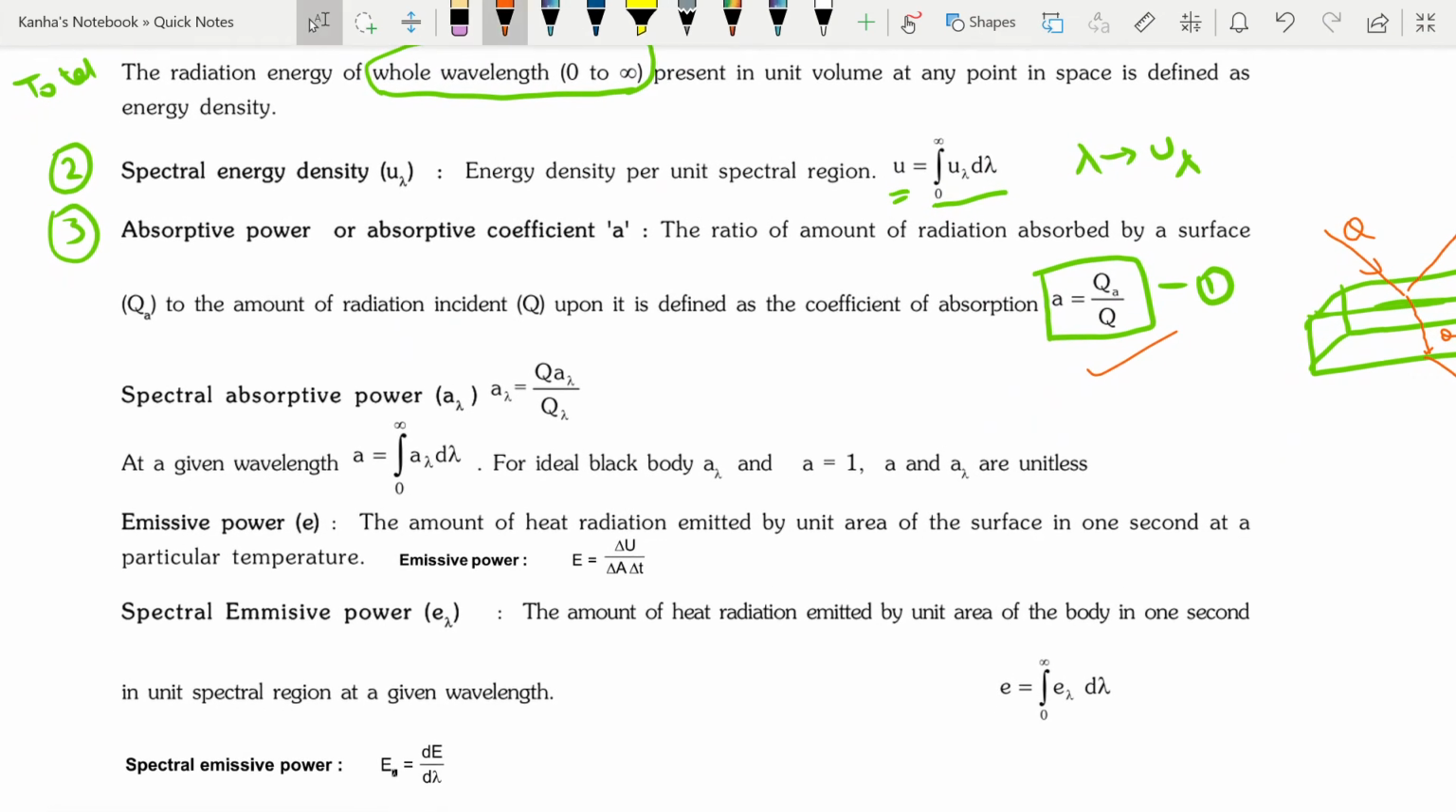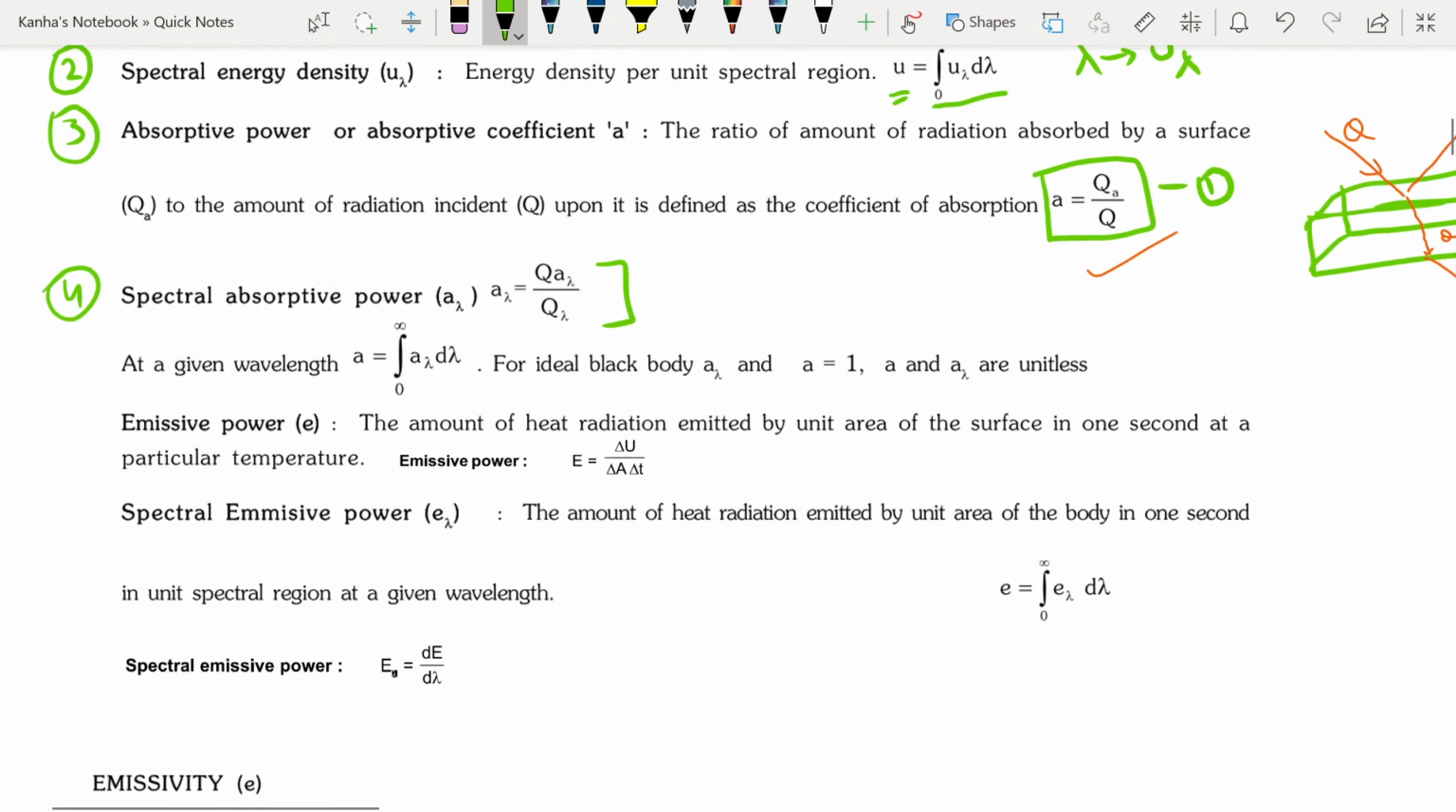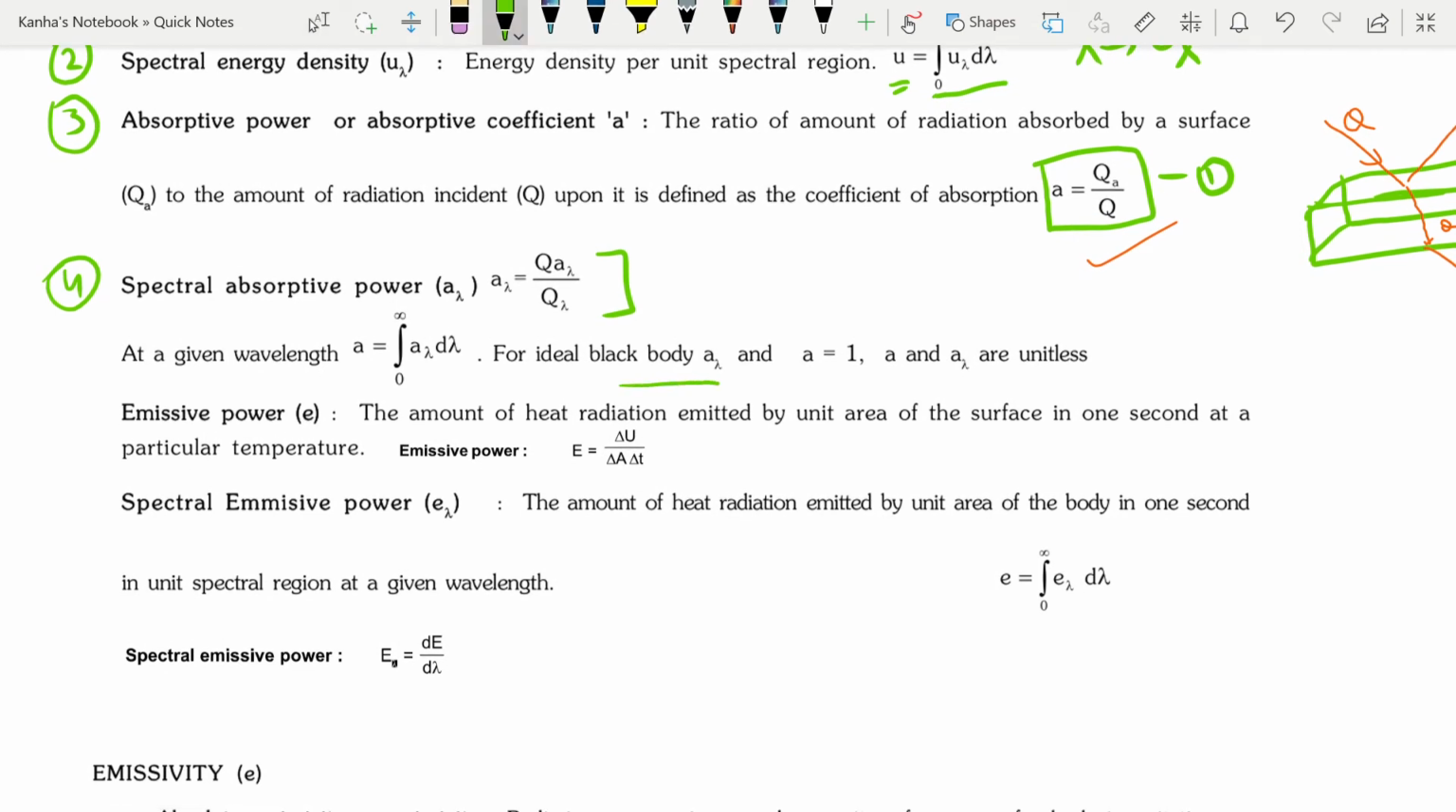Next is spectral absorptive power. As was the case for spectral energy density, here also you have that it is given by A lambda is equal to Q of A lambda by Q of lambda. So it is basically the ratio of the amount of radiation absorbed by the surface for a given value of a wavelength. For the specific wavelength, what is the absorptive power? Note that for an ideal black body, A lambda and A both are equal to 1. This will be useful when you do the questions.